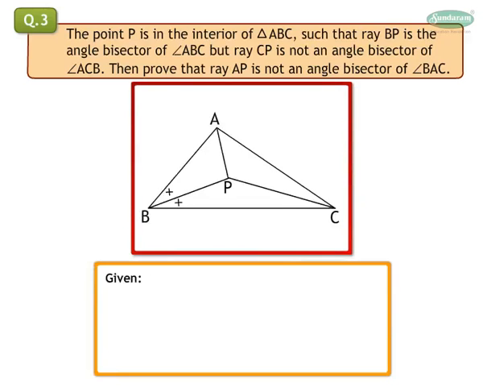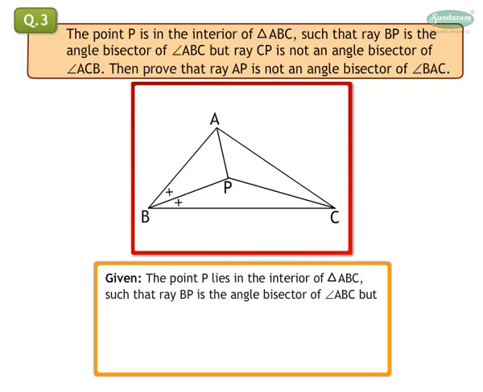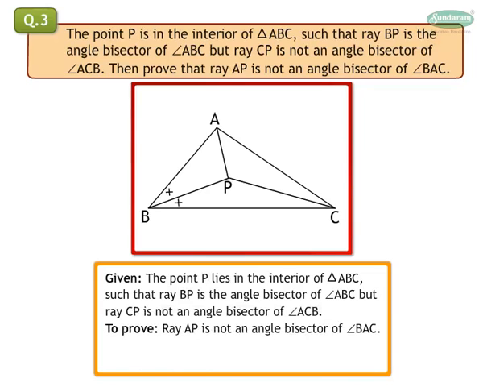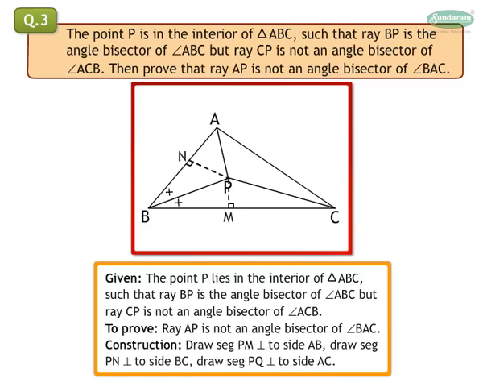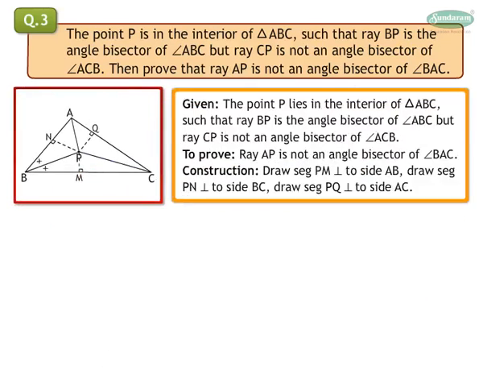It is given that the point P lies in the interior of triangle ABC such that ray BP is the angle bisector of angle ABC, but ray CP is not an angle bisector of angle ACB. We have to prove that ray AP is not an angle bisector of angle BAC. Draw segments PM perpendicular to side AB, PN perpendicular to side BC, and PQ perpendicular to side AC. Let us see the steps of the proof.